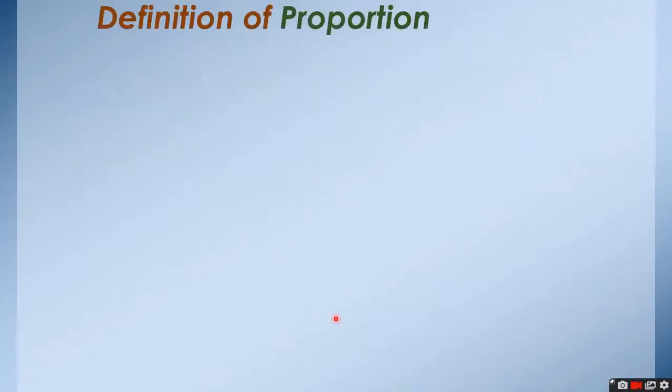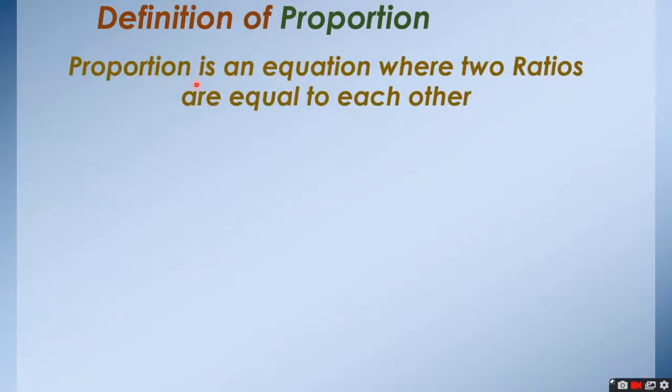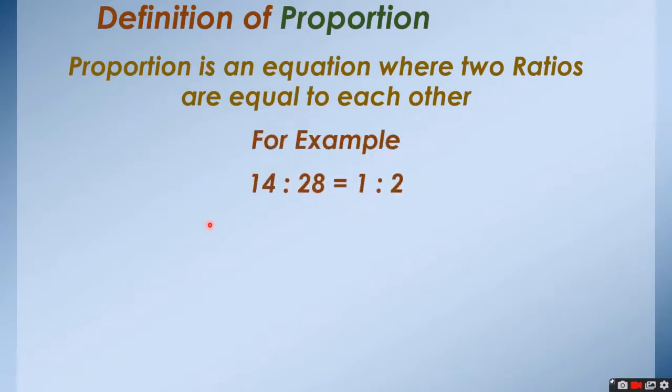Now, what is proportion? Proportion is an equation where two ratios are equal to each other. For example, 14 ratio 28 is equal to 1 ratio 2. We got 1 ratio 2 by cancelling out 14 ratio 28 by 14. 14 ones are 14, 14 twos are 28. 1 ratio 2 is the lowest term of 14 ratio 28. That's why both ratios are equal.